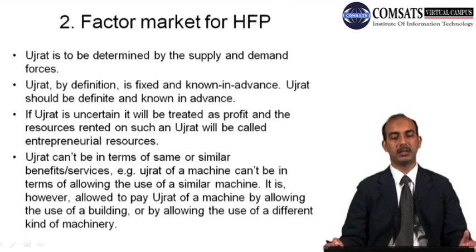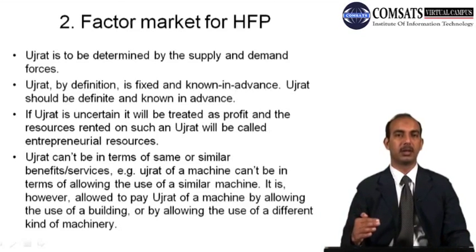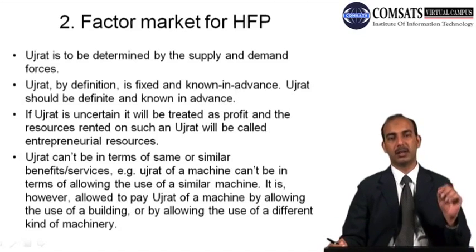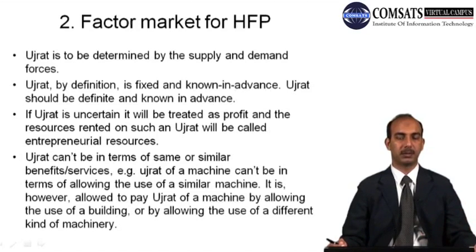And ujrat by definition is fixed and known in advance. So whenever you are going to hire a person, or whenever you are going to hire any asset, the ujrat, the reward or the rent must be known in advance in absolute terms. And if the ujrat is uncertain, and when you don't know the ujrat, it means there is a risk. So whenever risk is involved, then it is not a hired factor of production, it becomes an entrepreneurial factor of production. So when the ujrat is known, it is a hired factor of production, and when the ujrat is not known, it is an entrepreneurial factor of production.